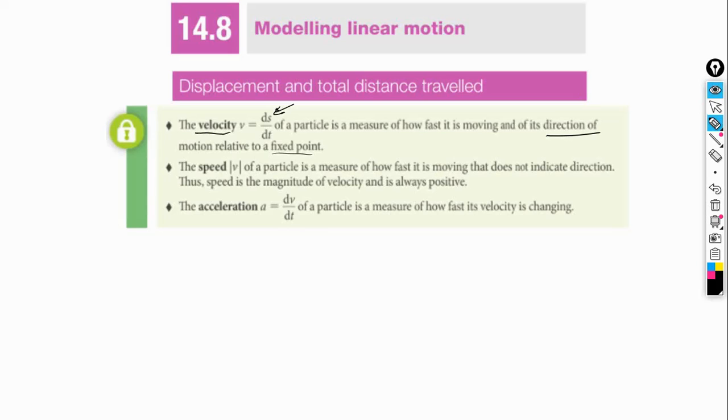So velocity requires direction, and it is in relation to a fixed point, usually the origin. Speed, which is the next concept here, is the absolute value of velocity. It is simply a measure of how fast it is moving, and it does not include direction. So speed is the magnitude of velocity, and very importantly, it is always positive. Finally, we have acceleration. Acceleration is the derivative of velocity, and it's a measure of how fast the velocity is changing.